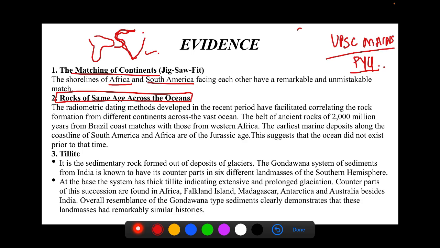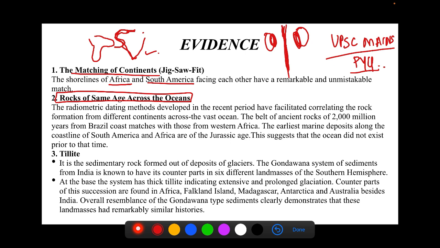So for example, think that here is Africa, here is South America. We know that we do have this Atlantic Ocean in between. Then how come these rocks and these rocks can have the same age? Right? That is something which is truly remarkable.